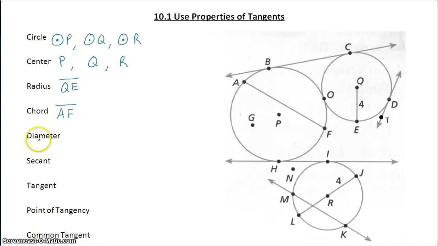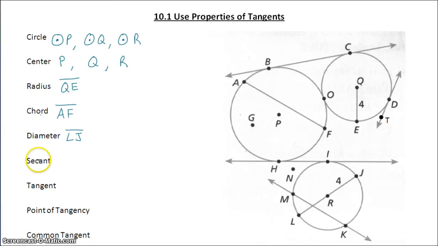Now the diameter of a circle is a very specific chord. It's a chord that goes through the center of a circle. So if we look, LJ is a diameter. It goes from point L to J, connecting 2 points on the circle, but also hits the center. The notation for a diameter is a line segment.